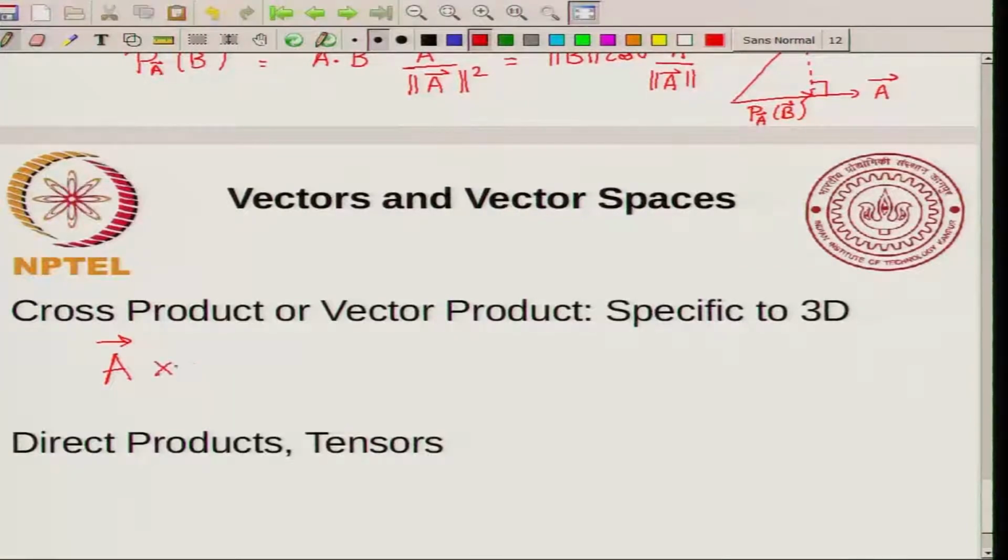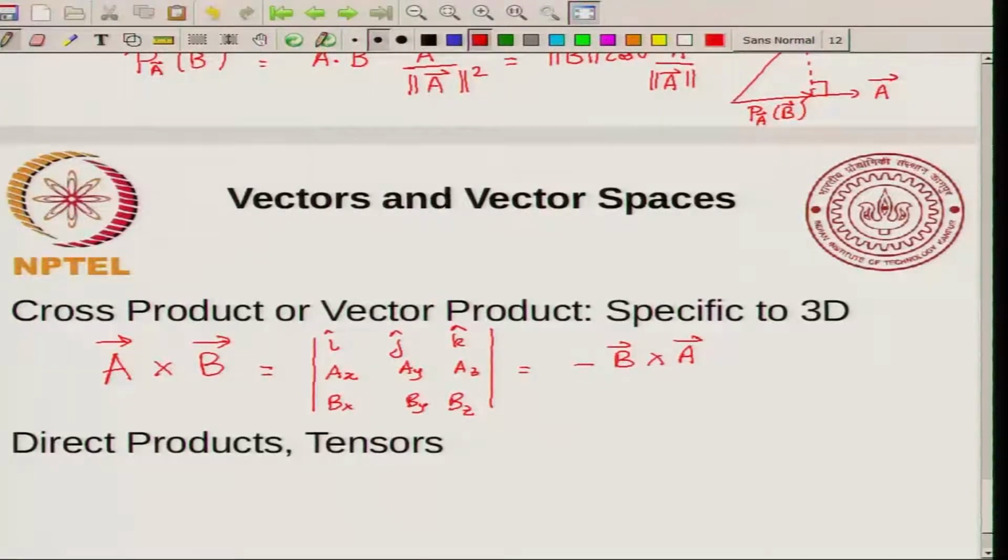Now, there are other kinds of vector products that you can define, and these are generally not as useful. So, for example, the cross product, A cross B. We usually write this in terms of its components, so we write it as i, j, k, and then you write Ax, Ay, Az, Bx, By, Bz, and this is equal to minus B cross A. So, this is not symmetric.